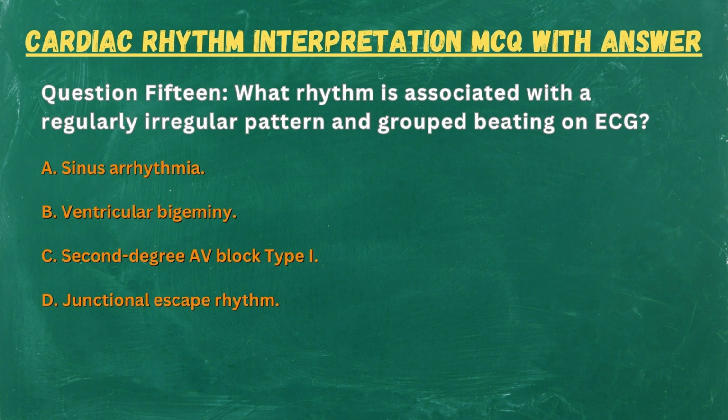What is a key sign that distinguishes supraventricular tachycardia, SVT, from sinus tachycardia? A. Slower rate. B. Presence of P waves. C. Sudden onset and very high rate. D. Irregular rhythm. Answer: C. Sudden onset and very high rate.